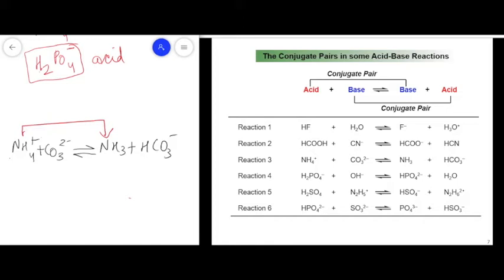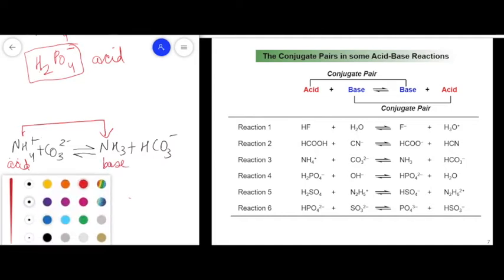So if it lost a proton, meaning it donated the proton, that makes this an acid, and its product is going to be its conjugate base. Now let's look at the other reactant.